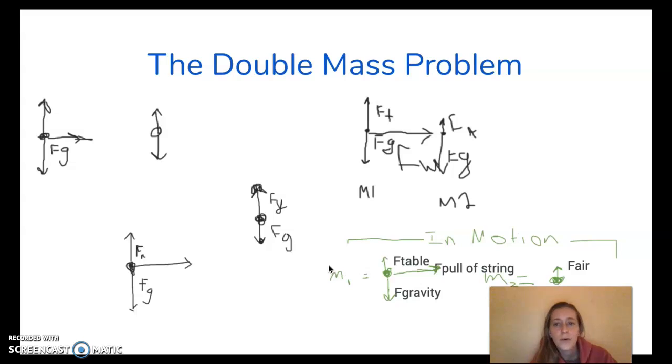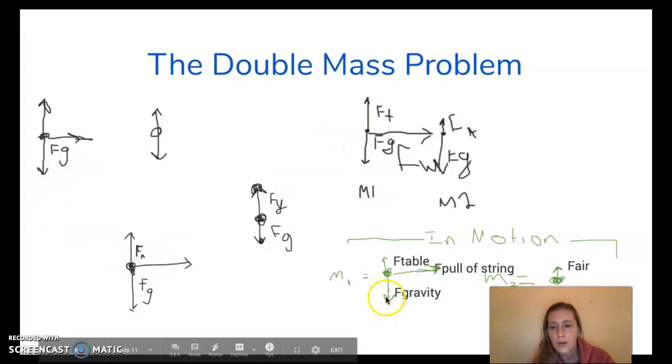For example, for the mass of the first object, this person recognized that vertically there are two forces that are equal in magnitude and opposite in direction. They're balanced. There will be a zero net force in the vertical direction. However, you notice that there's a horizontal force pulling this object to the right, so we can deduce that there's a net force in the horizontal direction.